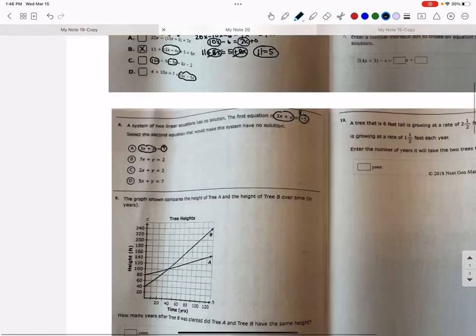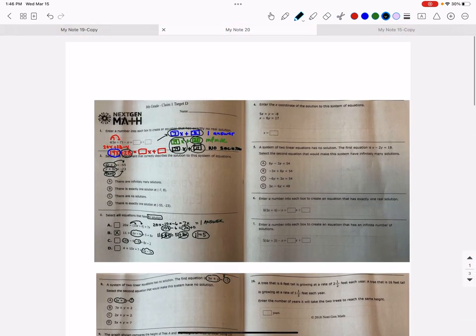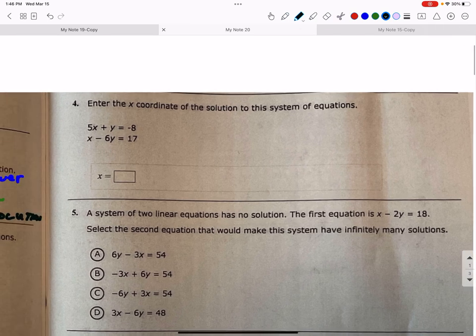All right, let's see. Number 4. Enter the x coordinate to the solution to this system. Okay, so this one is elimination. What I'm gonna do is multiply the top one by 6. Why am I gonna do that? So I can have positive 6y and negative 6y.